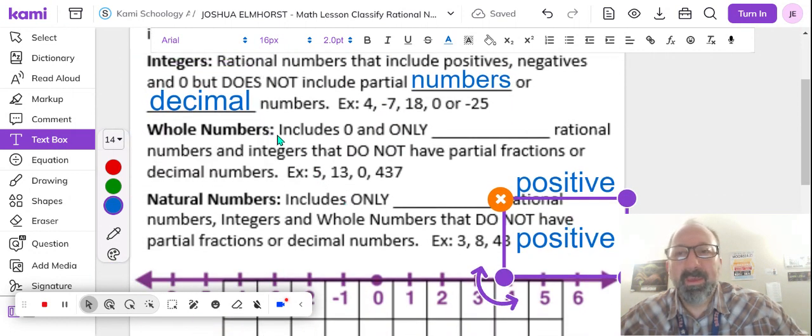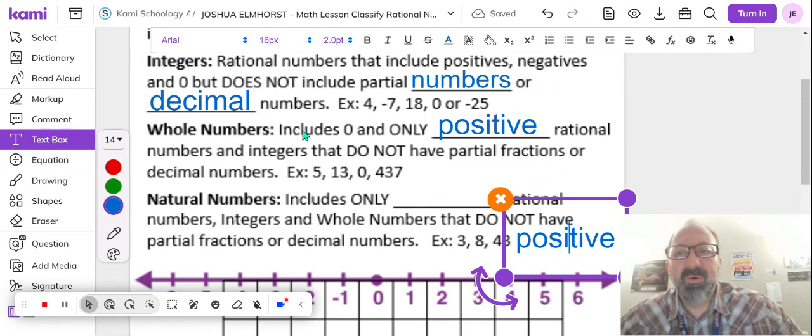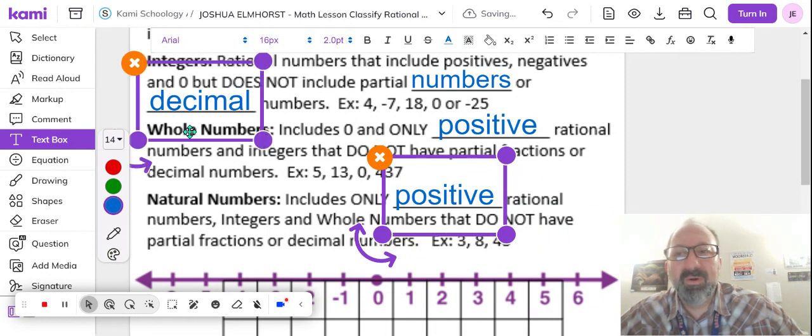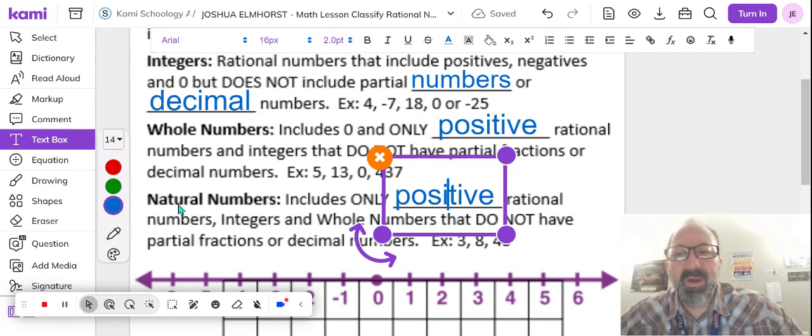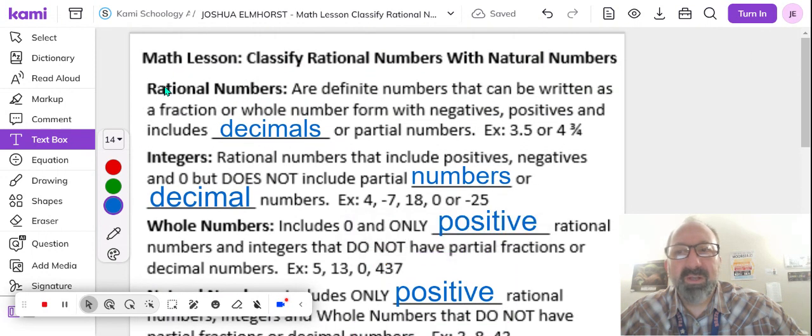Whole numbers. If you just remove the negatives and you only look at the positives, well, those numbers will be rational numbers, integers, but then they also get a classification of whole numbers. And the last category down below, natural numbers, is going to be any positive number. Only positive numbers. If you take the 0 out of the whole number classification, then you have the classification of natural numbers.